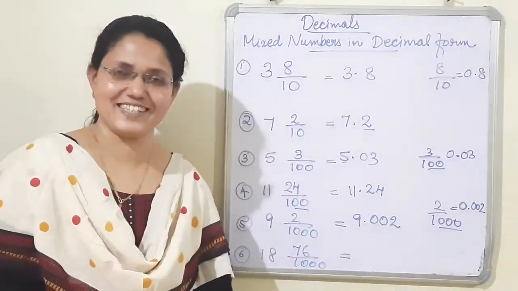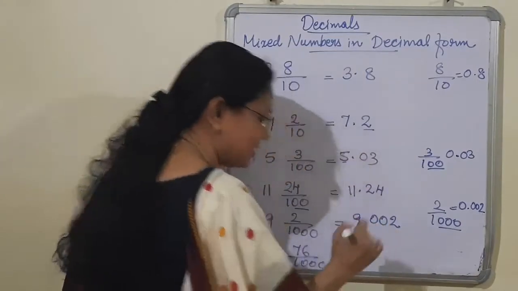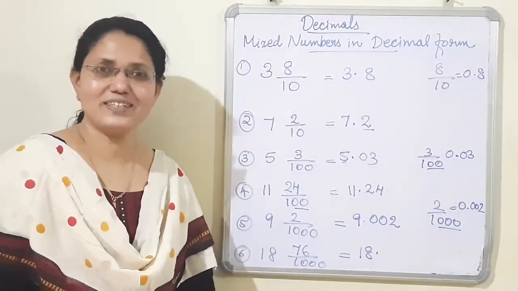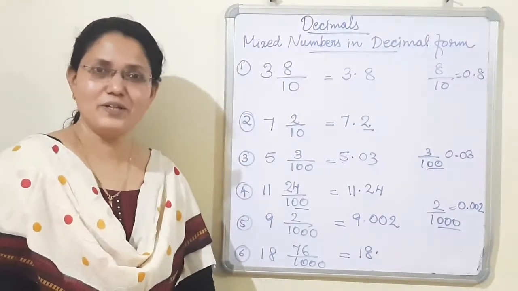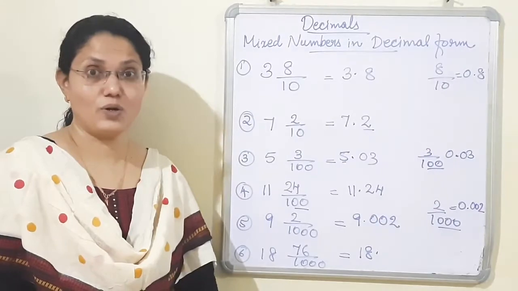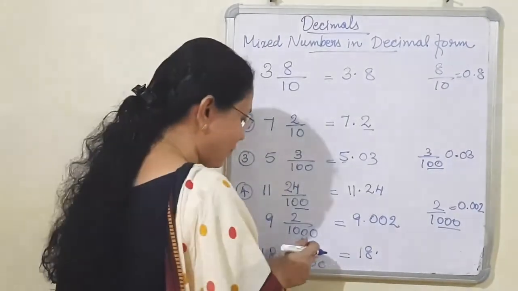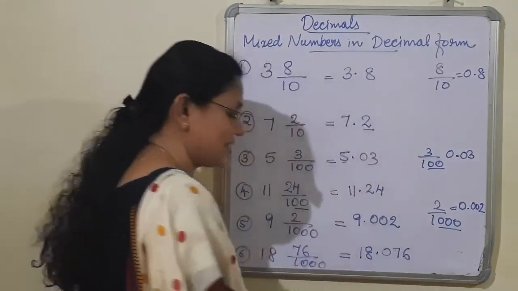Okay. Next one, 18 76 by 1000. How can we write this? First, the whole number is 18. Then put the decimal point, 76 by 1000. 1000 has 3 zeros, so there should be 3 decimal places. The numerator has how many digits? 2. How can we make 3 places? Put a 0 before this 76. Therefore it is 076.